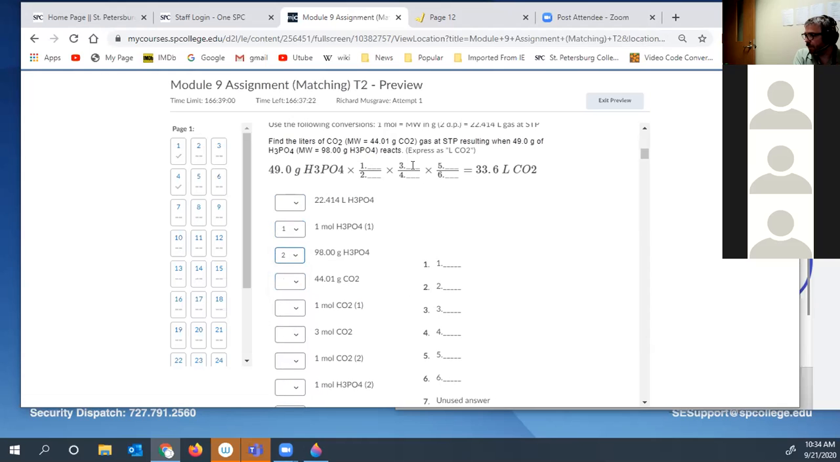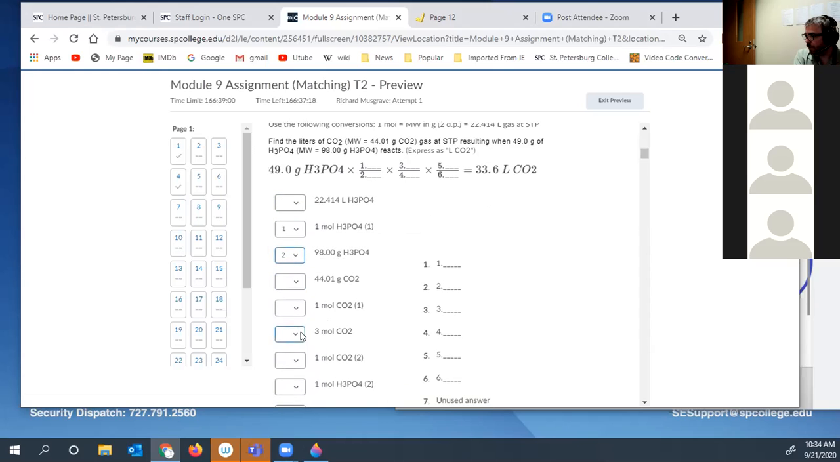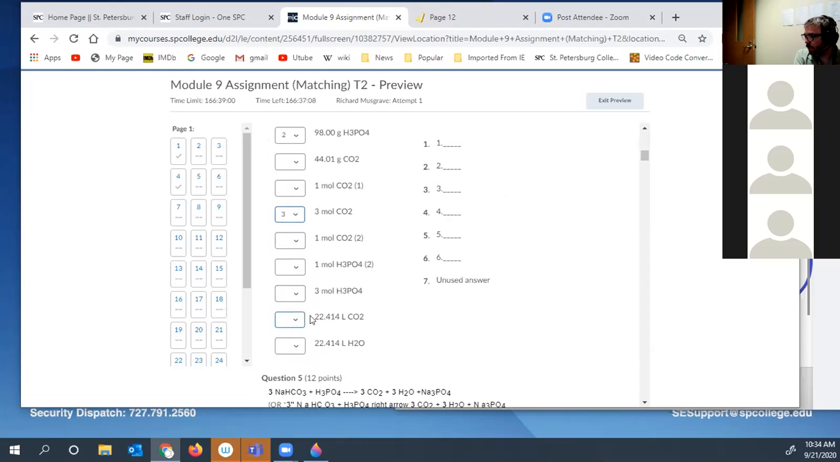Then it's moles of CO2 from the reaction, and that's going to be 3 moles of CO2. It's going to be number 3. Number 4 is moles of H3PO4 from the reaction. That's 1 mole. That's the second instance.